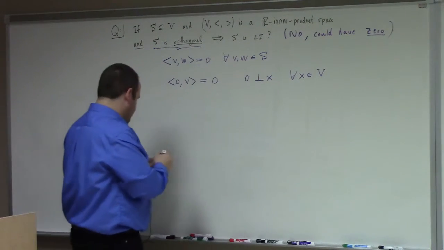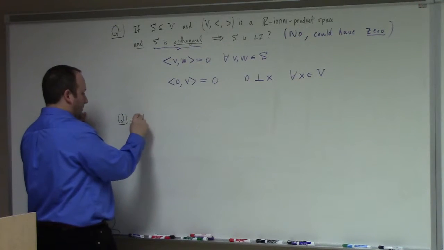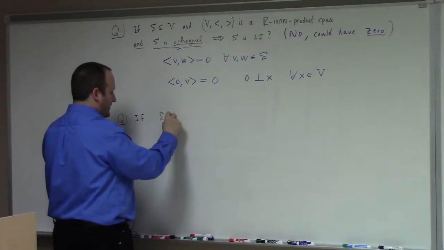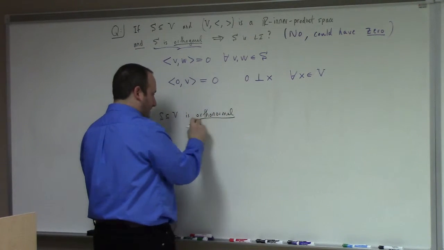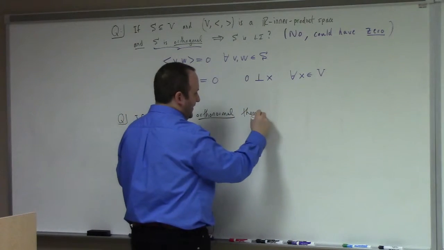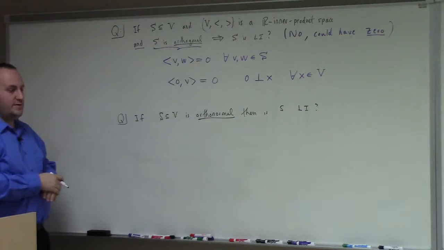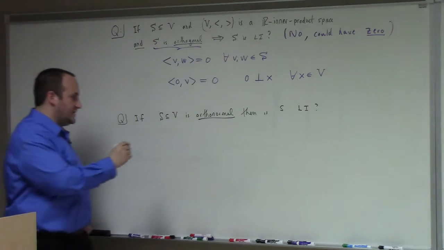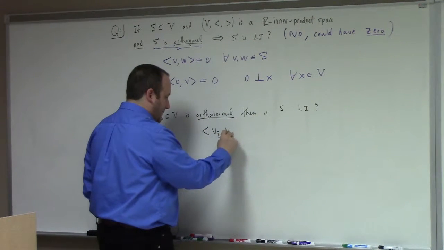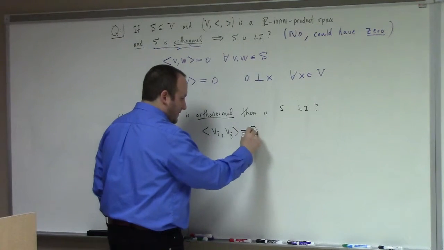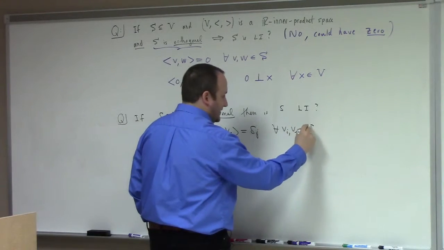How about this, though? Question. If S subset of V is orthonormal, then is S linearly independent? What's orthonormality? That means that if you have vi and you have vj, you get the Kronecker delta ij for all vi and vj in the set S.